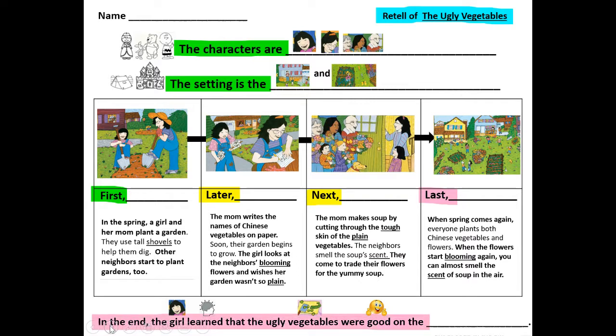So in the end, the girl learned that the ugly vegetables were good on the... what, the inside or the outside? So in the end, the girl learned that the ugly vegetables were good on the inside. All right. Now that we've reviewed the story, it's the end.